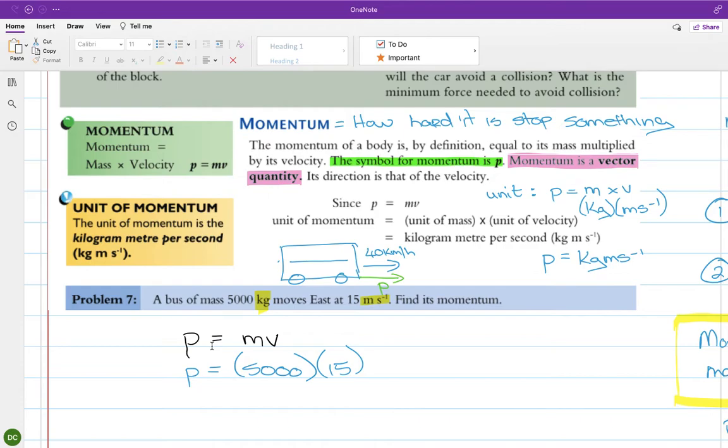We multiply 5,000 by 15 to get 75,000, and then the units are kilogram meters per second. And the fact that we know momentum is a vector, we're going to have to look and see if there was a direction, and if there was, it needs to be included. And there was. So we add the direction on.